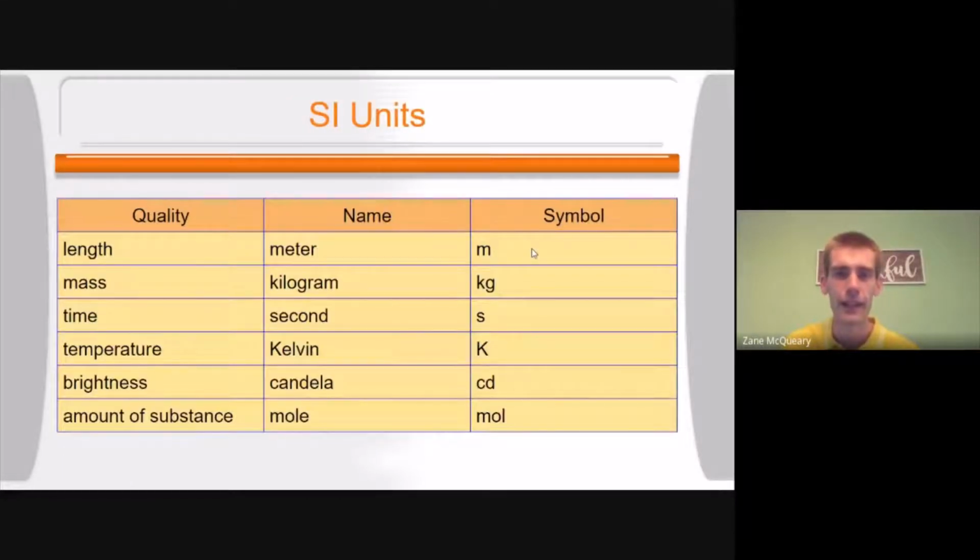And from there, we were able to derive all those other units. Remember, they said that they had to be able to derive all the other units from one master unit. Well, we did. All right. So for mass, we got kilograms over here. Time is in seconds. Temperature is in Kelvin. Brightness is candela. And the amount of substance, you guys remember that from chemistry, right? The mole. And we got our symbols over here.